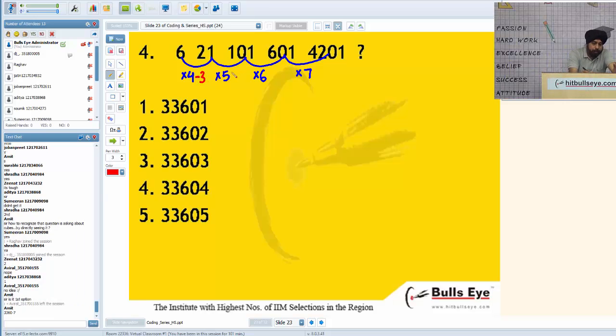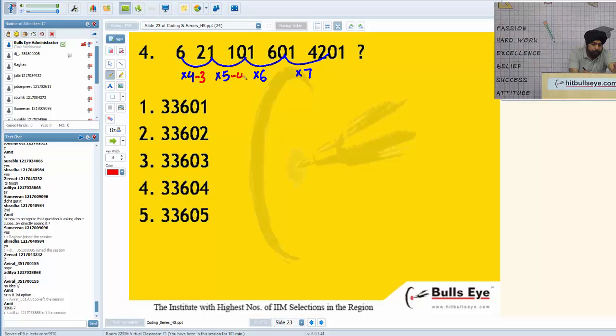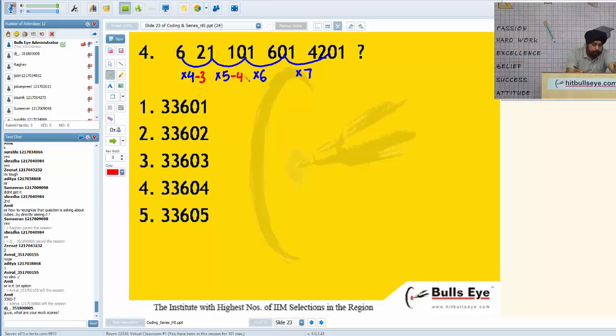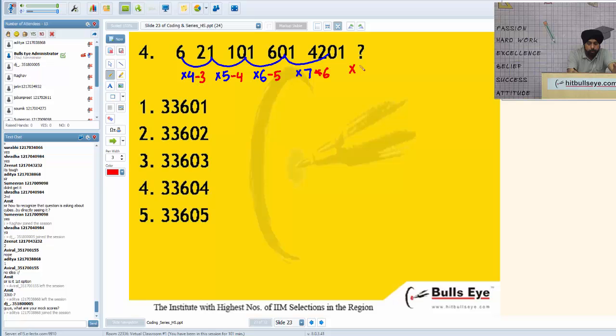Then into 5, 21 into 5 is 105, minus 4 gives you 101. 101 into 6 is 606, minus 5 gives you 601. Then 601 into 7 minus 6. So the answer shall be 4201 into 8 minus 7.